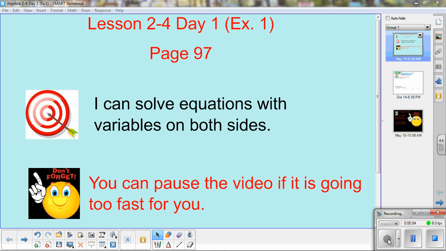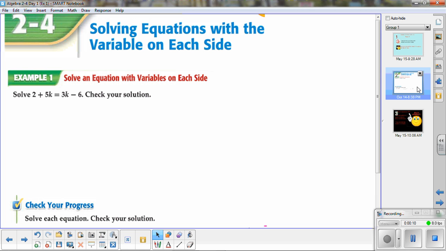In Lesson 2-4, Example 1, you will be solving equations with variables on both sides. The first thing you're going to want to do to solve 2 plus 5k equals 3k minus 6 is to draw your train tracks.